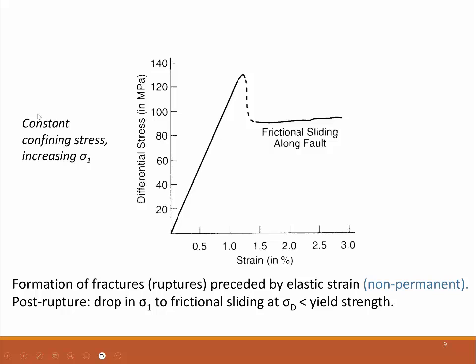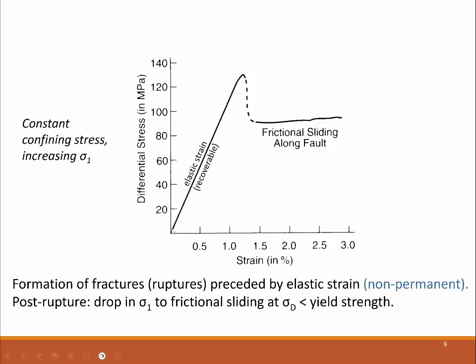under constant confining stress. That means sigma 2 and sigma 3 remain constant while sigma 1 is increasing, and that obviously would increase the differential stress to which the sample is exposed. Here on the x-axis we see the amount of longitudinal strain, that means the amount of shortening of the sample, and here we see how the sample responds depending on the magnitude of the differential stress.